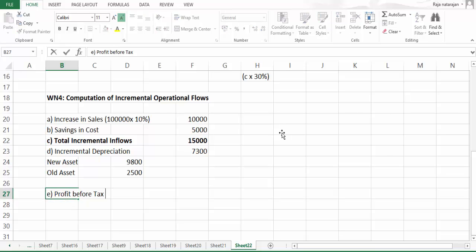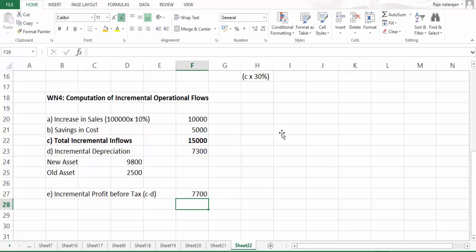Okay, so profit before tax is going to be item C minus D, and again please remember this is only the incremental profit before tax. So let me use the term incremental profit before tax, and that is item C minus item D, which is 7,700. So let us apply tax on this. What is the tax rate? Tax is at 30%. So 7,700 multiplied by 0.3, so that's my tax.